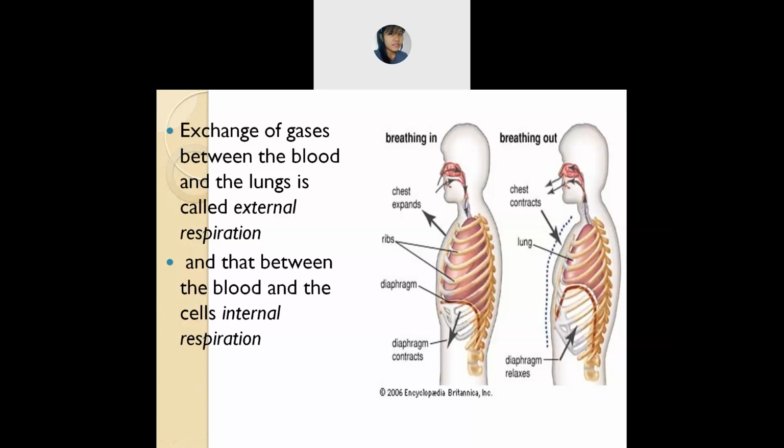Next is internal respiration, that is breathing in. So what happens in the internal respiration? Here exchange of gas happens in between what? In between your blood and your cells. And in this internal respiration, what happens? Your chest will expand. Expand means it will become bigger in size. The diaphragm will contract, means it will become smaller in size.